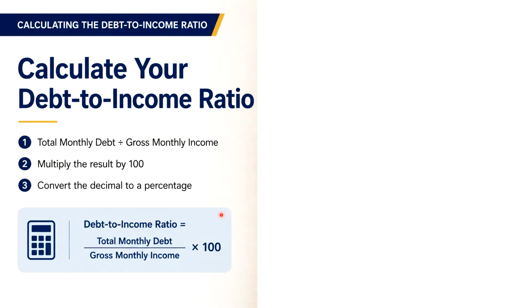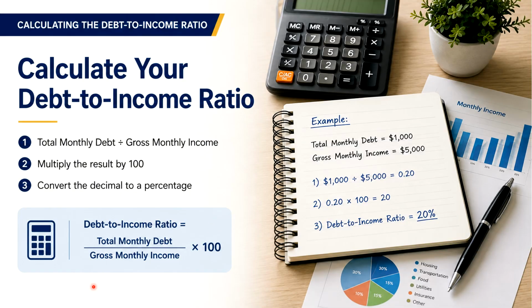So debt to income is equal to total monthly debt divided by gross monthly income, times 100. For example, if your total monthly debt is $1,000 and your gross monthly income is $5,000, you divide 1,000 by 5,000 and you'll get 0.20. Convert this into a percentage, and you will get 20%.